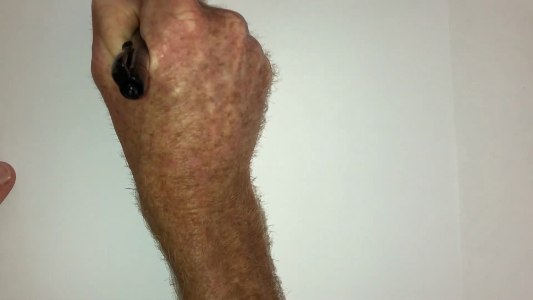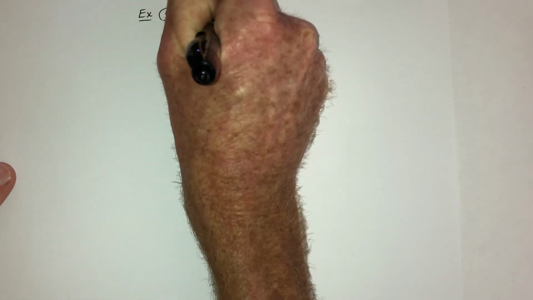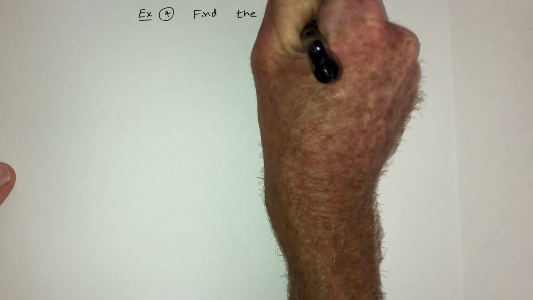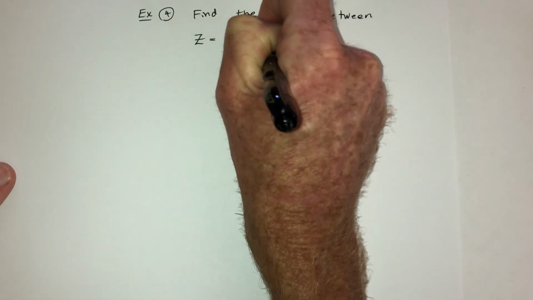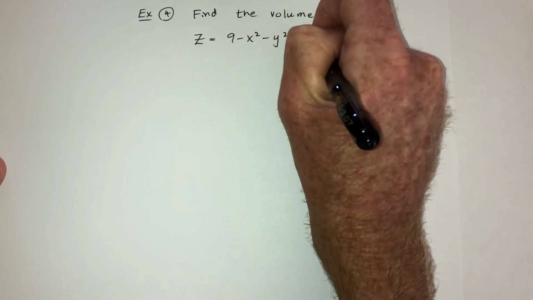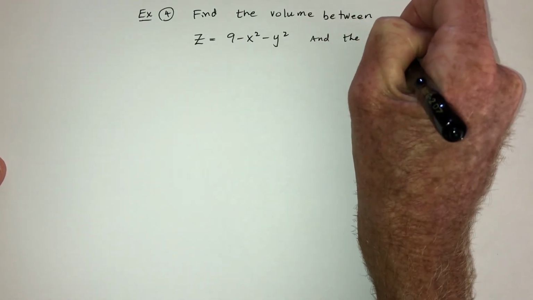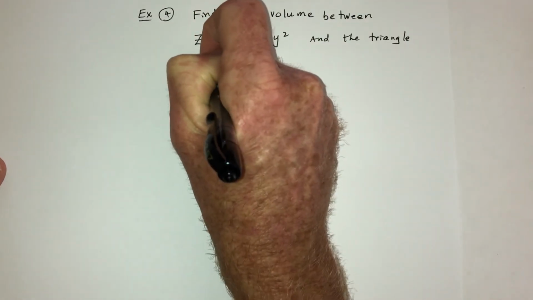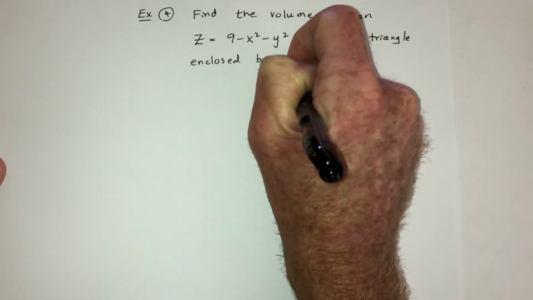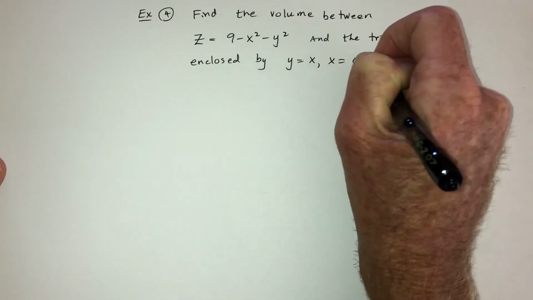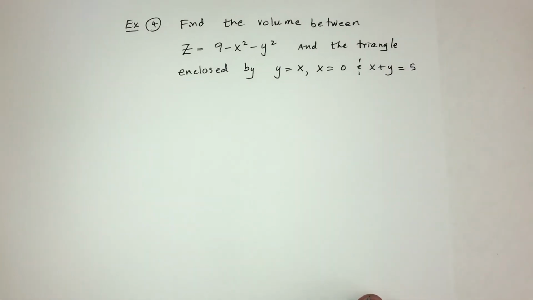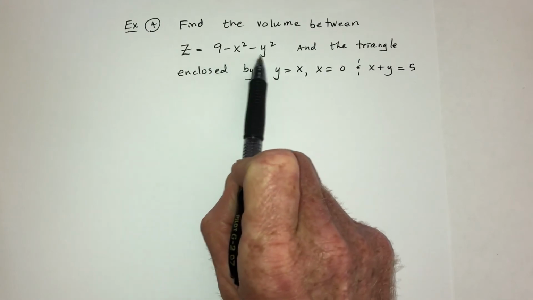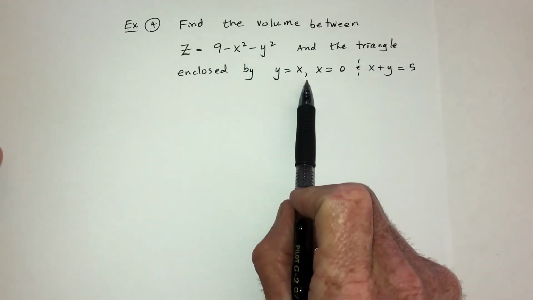Okay, then on to the next example, example number 4. Find the volume between z equals 9 minus x squared minus y squared and the triangle enclosed by these lines: y equals x, x equals 0, and x plus y equals 5. So find the volume just means we're going to be integrating this function. And then this is telling us how to set up the limits.